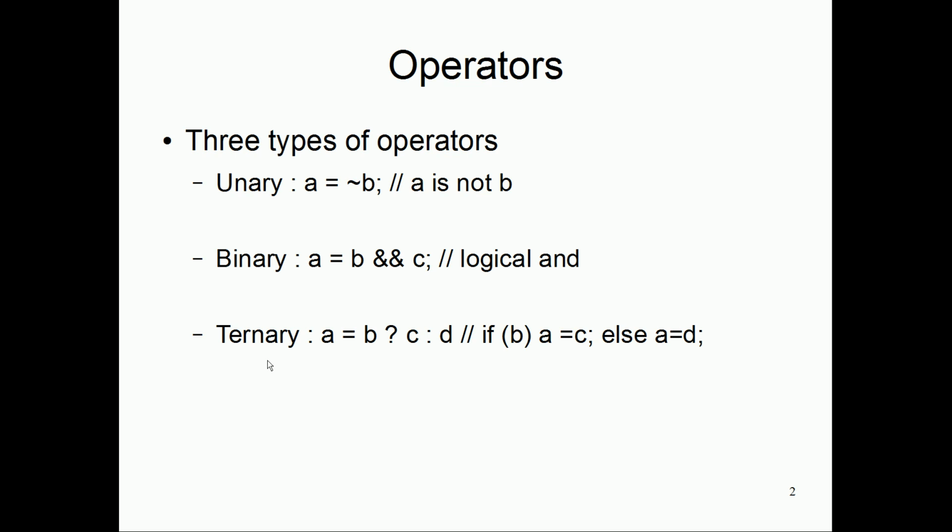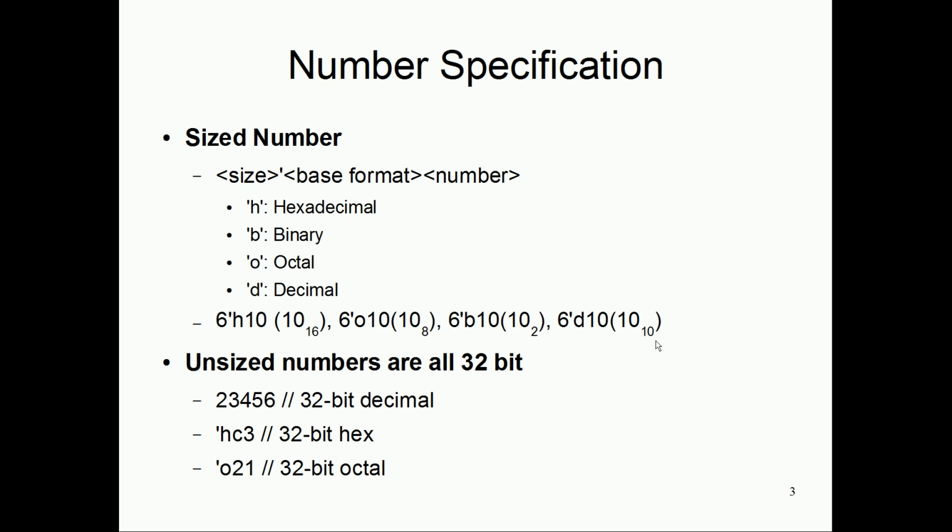And ternary involves three operands in the expression. At least I know the C language has this construct. It means test a, b, and if b evaluates to true, then assign the value of c to a, else assign the value d to the variable a. The pseudocode is: if b, a equals c, else a equals d. So this is a ternary operation.